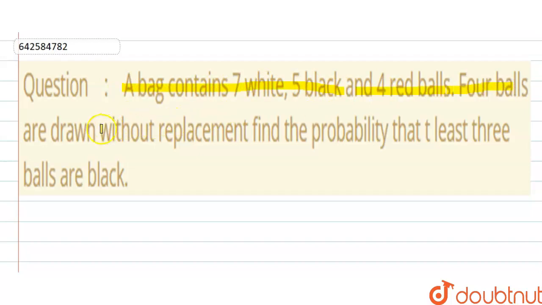A bag contains 7 white, 5 black, and 4 red balls. 4 balls are drawn without replacement. Find the probability that at least 3 balls are black.